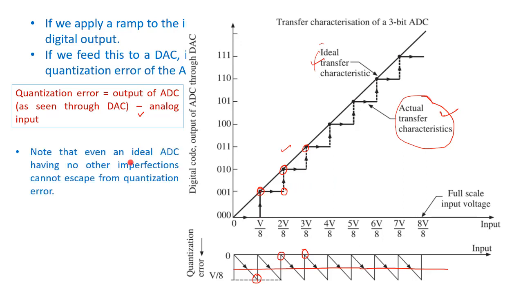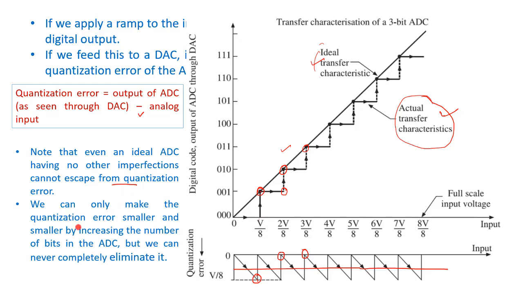So note that even an ideal ADC having no other imperfections cannot escape from quantization error, right, very difficult. We can only make the quantization error smaller and smaller by increasing the number of bits in the ADC, but we can never completely eliminate it. Just by increasing the number of bits, the quantization error can be decreased more and more.